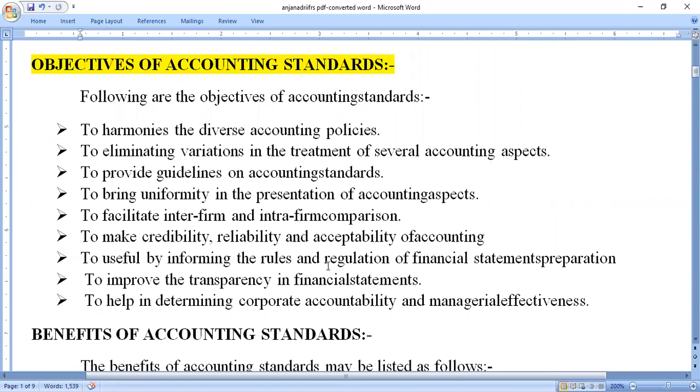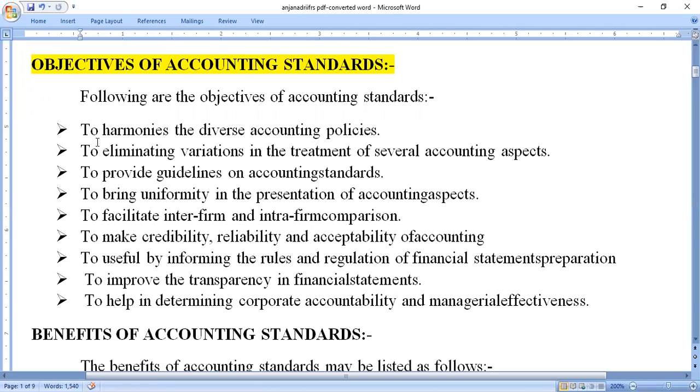Why are we giving so much importance to accounting standards? Because accounting standards play a very, very important role in the formulation of the financial statements and in the disclosure of the financial statements. Why? Because for the external users and the internal users of the organization, we must follow proper and systematic rules and regulations. The standards must be universally acceptable and universally applicable. Without following uniform accounting standards, we are unable to prepare the financial statements of the organization.